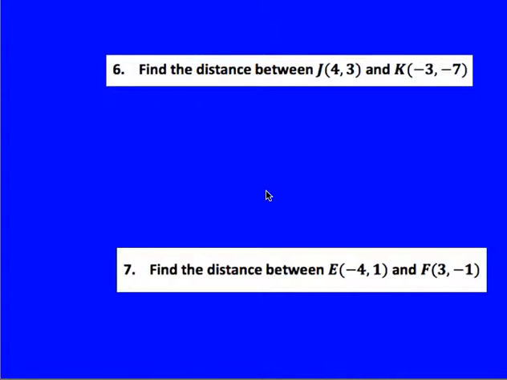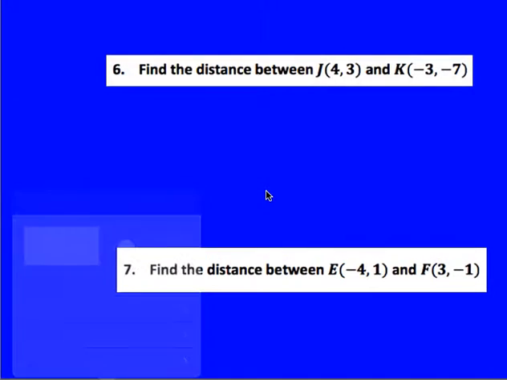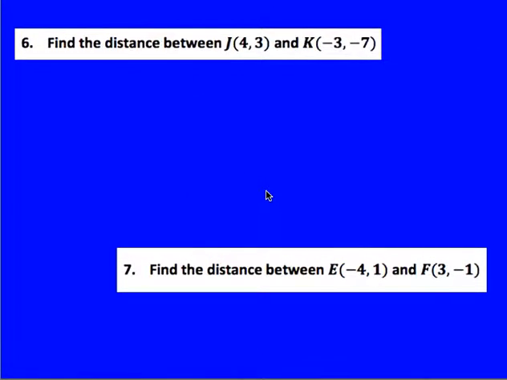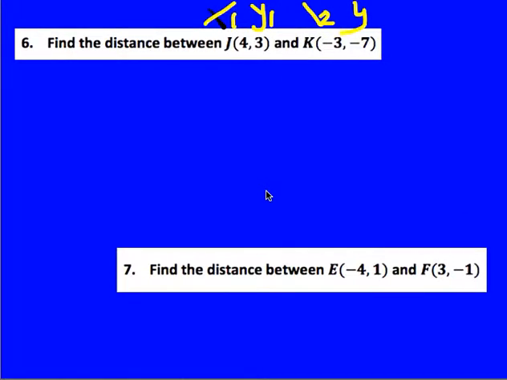All right, taking a look now at number 6. For number 6, what we need to do first is set it up to do the distance formula. So I'm going to assign my x1 and my y1. So I have x1, y1, x2, and then y2. All right, so then let's go ahead and calculate that out.